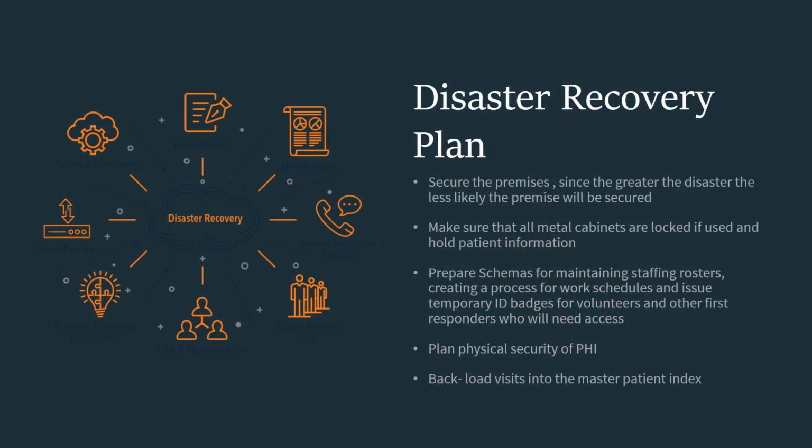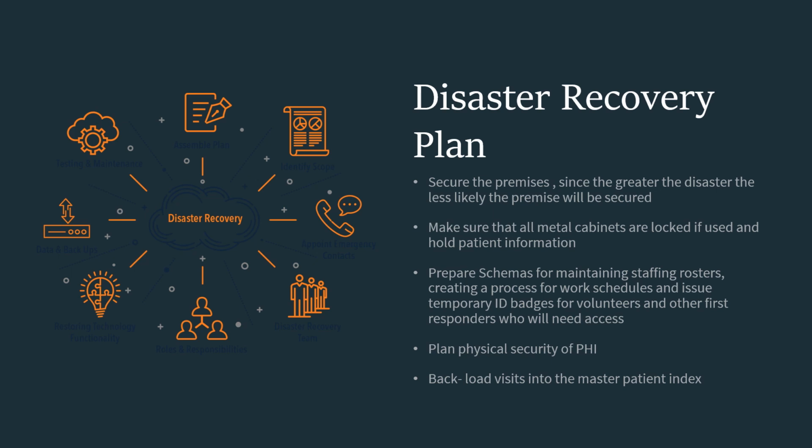My disaster recovery plan was to start out by securing the premises. Since the greater the disaster, the less likely the premises will be secured, which will give more access to the patient's health records and lead to more likelihood of them getting stolen or information being leaked. Make sure that all metal cabinets are locked if they are used, especially if they have patient information in them.